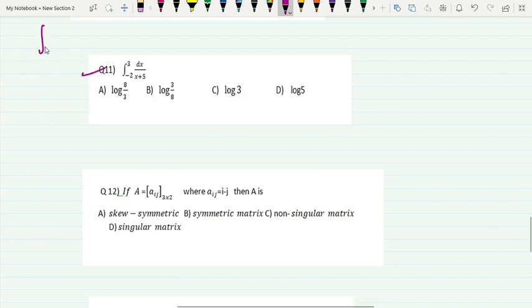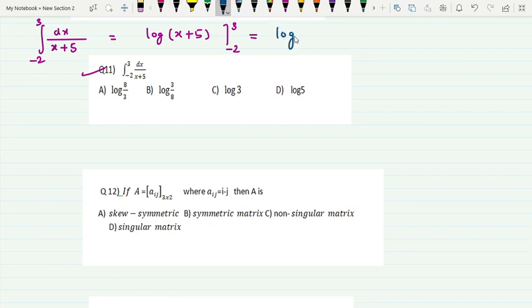See here, integral dx upon x plus 5, with limits minus 2 to 3. The integral of dx upon x plus 5 is log of x plus 5. And what are the limits over here? Minus 2 and 3. So the upper limit is 3.